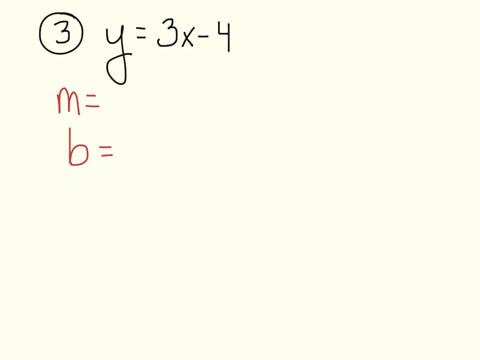On the next one, we're going to do the equation y equals 3x minus 4. The equation is already solved for y. So we first have to identify our m, which is our slope, and our b, which is our y-intercept. Our m is 3 over 1. Remember, we want to write it as a fraction, so we put 3 over 1. Our b, where it crosses the y-axis, is negative 4. So now let's graph it.